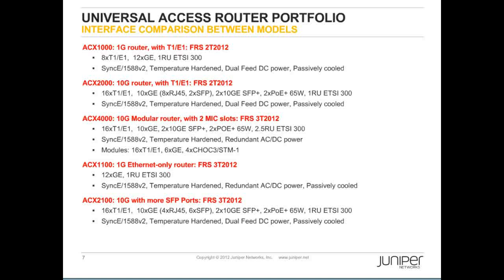They're all temperature hardened, minus 40 to plus 65. They all run native Junos. They're all HC300 compliant. The main difference is whether AC/DC is supported, whether it's modular or fixed, or whether there is PoE. The 10 gig platforms, which are 2000, 4000, and 2100, support PoE, 2 ports, 65 watts each, that can be used to integrate either a microwave IDU or it could be part of some of the telemetry integration.